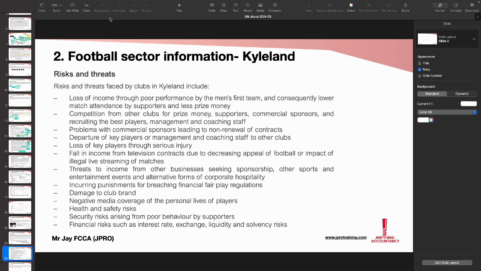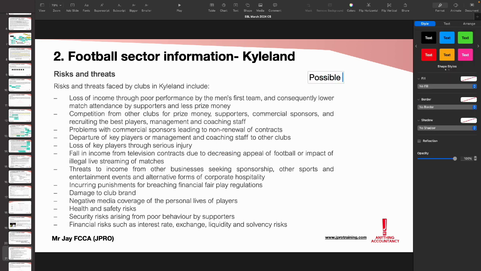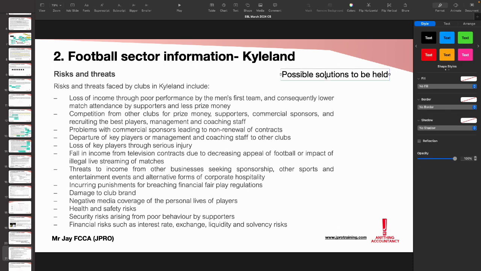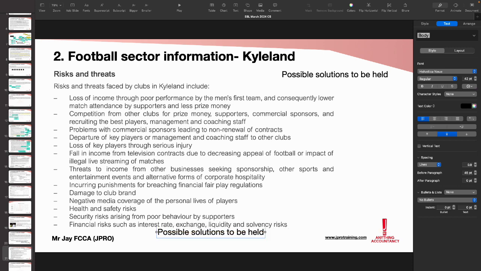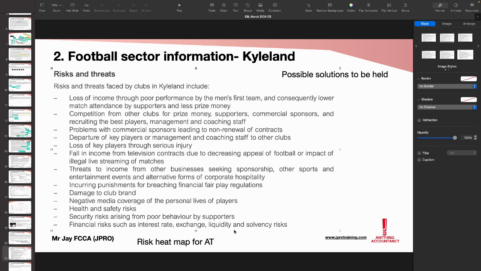This problem, you must make sure you have a solution. So this one, you do have to consider possible solutions to be held. Remember, you need to think about the possible solutions. You might have to do a risk heat map. Remember, this is specific for AT, because generally all the clubs face the same kind of risk, but some clubs may have more than the other clubs. So you have to consider which one is more critical for this club.